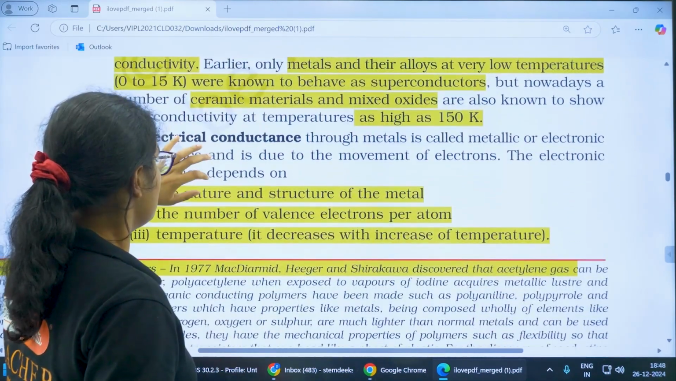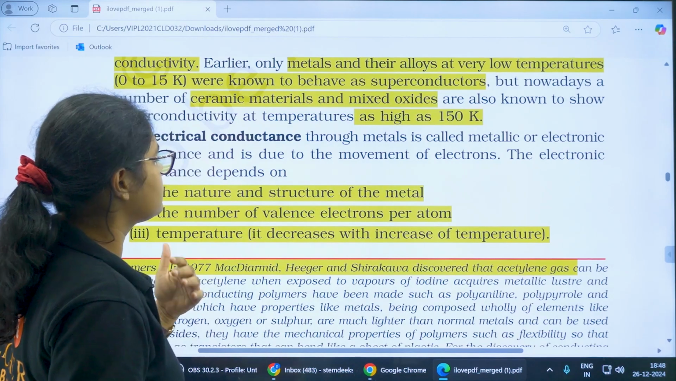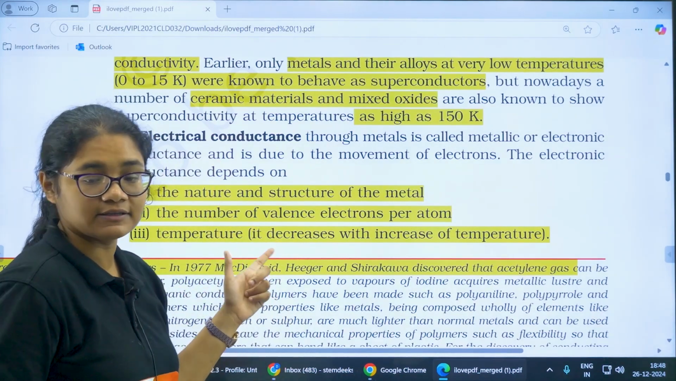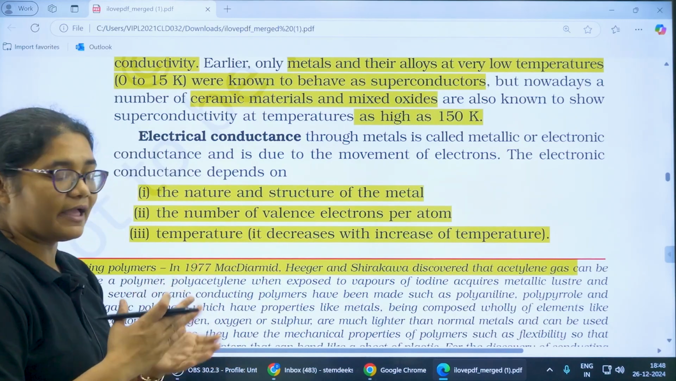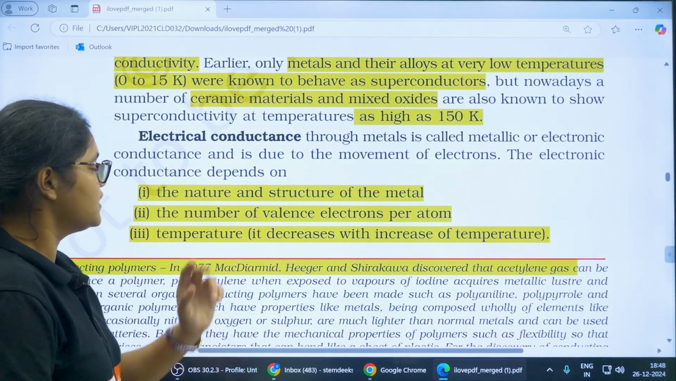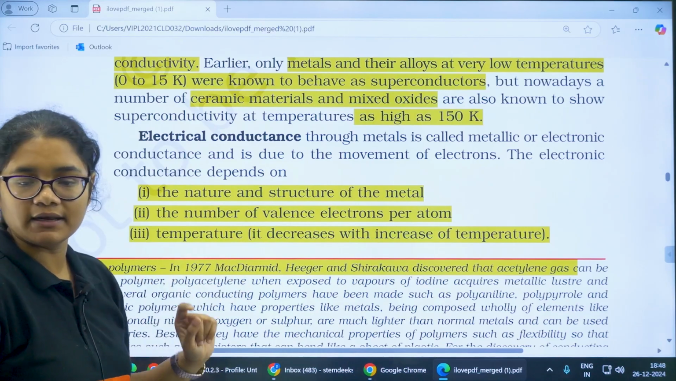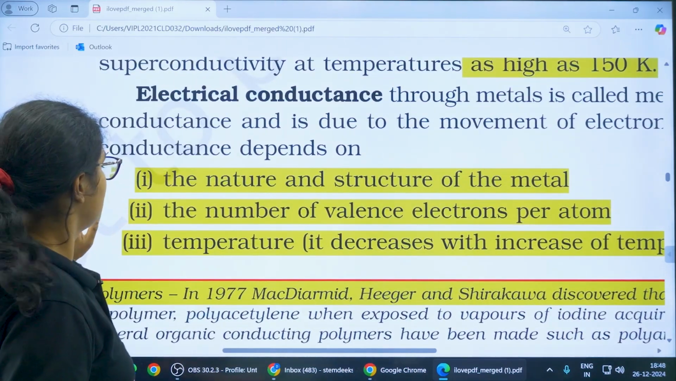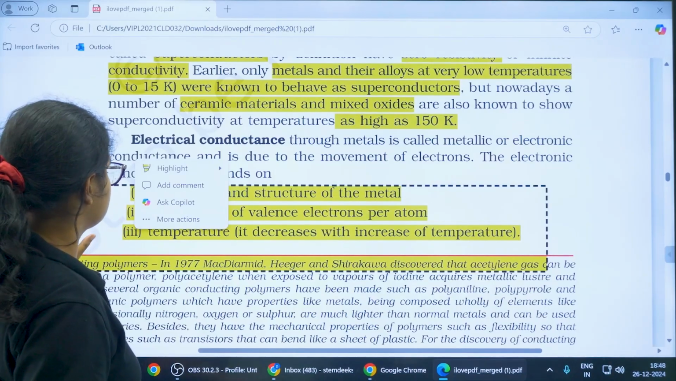Superconductance is important. Next, electrical conductance through metals. It depends on what factors? Please remember these 3 factors. In the Brahmastra question also, I have given you all the factors, the type of questions that can be asked. So remember these 3 factors, very, very important. I hope this is visible to all of you. Okay, fine. Now let us go forward.